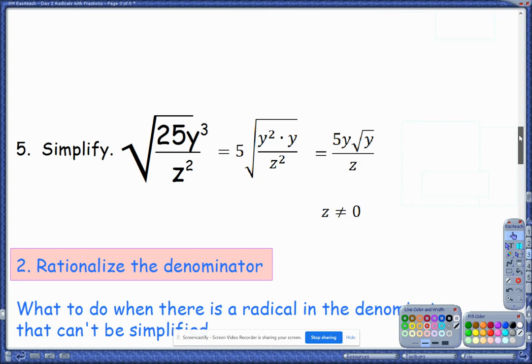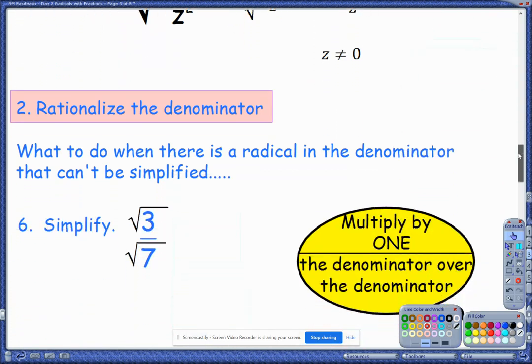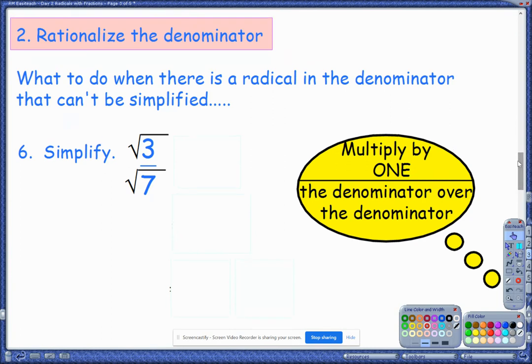So the next thing you need to know, and this is a very, very important item, is how to rationalize the denominator. What to do when there is a radical in the denominator. Remember that radicals are irrational numbers and we cannot have irrational numbers in the denominator. Here we have radical 7 in the denominator, so we want to get rid of that. One way to do it is to multiply the fraction by 1. When you multiply anything by 1, nothing changes. However, this allows us to manipulate the numbers so we no longer have a radical in the denominator.